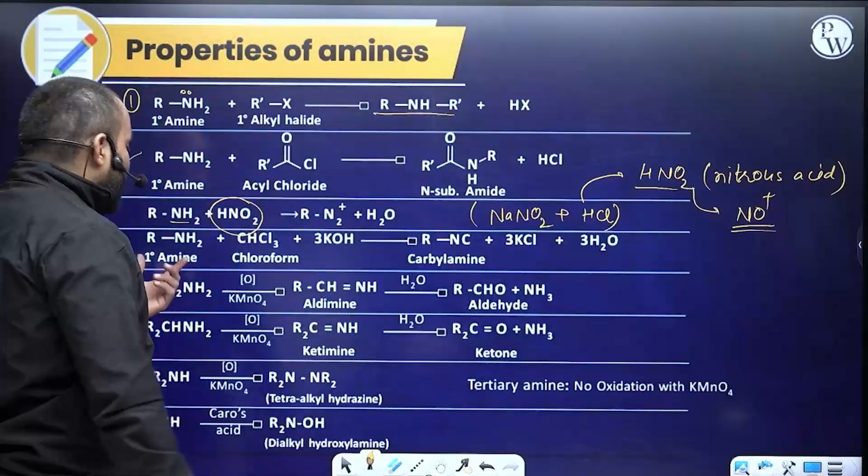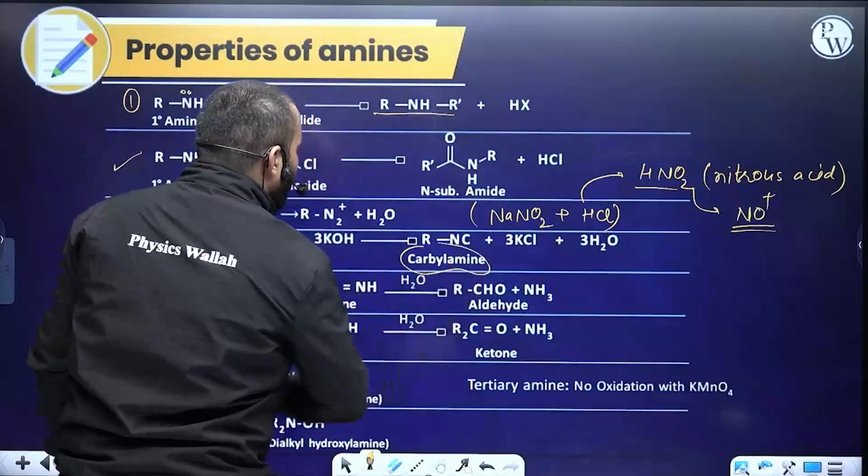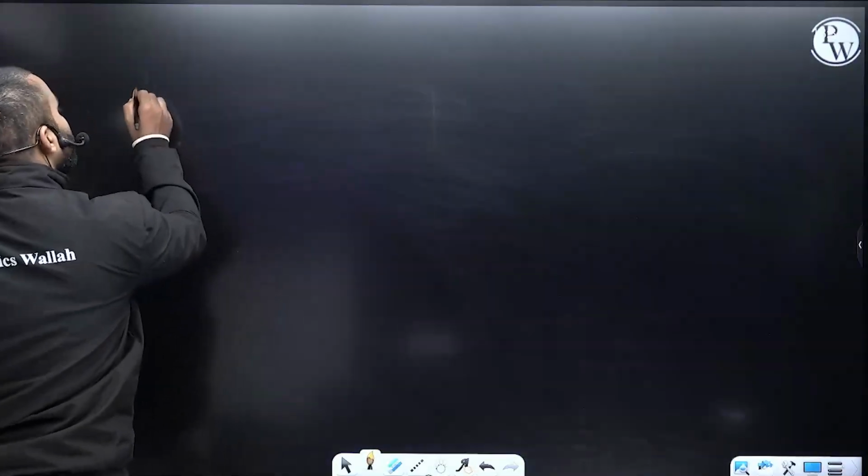Okay. Primary amine can also be reacted with chloroform. It gives you carbylamine. Let me write that. So you start with RNH2.